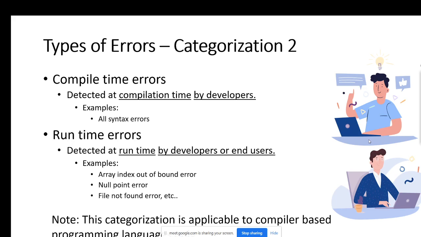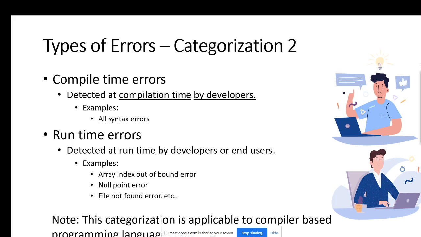Then we can categorize errors again, a different categorization, that is compile time errors and runtime errors. Compile time errors means errors detected at compilation. Okay. Then we can have runtime errors. Those are the errors detected at runtime. This categorization is valid only for compiler-based languages like Java, C++, etc. But if it is an interpreter-based language, you don't have this categorization because both compile time and runtime are at the same time.